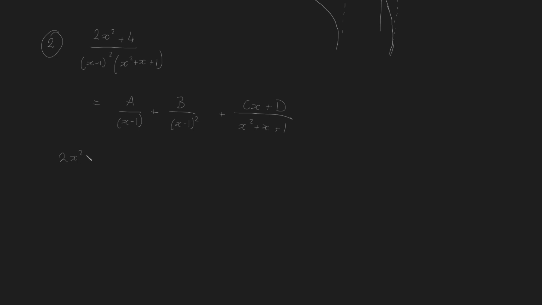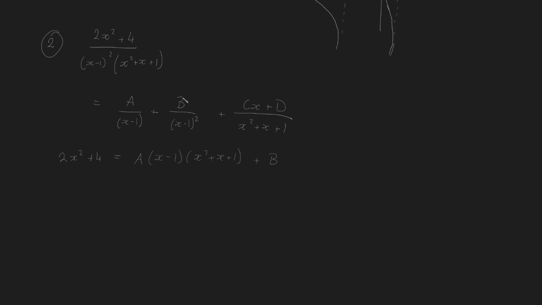We know that we have 2x squared plus 4 on the left, and I'm just going to go straight ahead and write down the numerator of the right hand side as it would be if I multiplied it out. So in order to make this over the common denominator, as I have on the left, I need to multiply top and bottom by x minus 1 times this irreducible quadratic. So I do that, but I ignore the bottom. So it's a times x minus 1, x squared plus x plus 1.